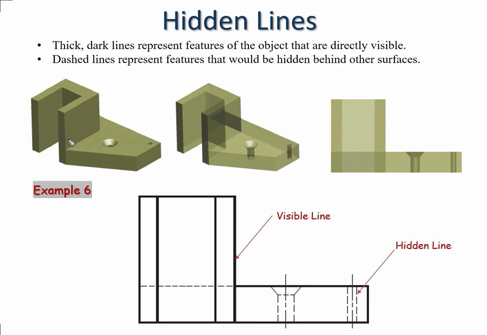In this example, here we have some hidden edges. How can we draw the multi-view in this case? Suppose that this is the front view. From the front view, as you see, this edge can be seen here. This slanted edge is projected from here to here. This edge is the same, from here to here. And this edge is projected on the front view here. And this edge, it is here, this edge here, and this edge, it's here.